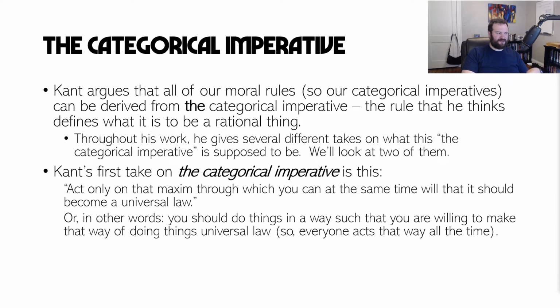A maxim is just sort of the plan with which you intend to achieve your goal. So the idea is this. You should only act in a way that your plan is a plan that everyone else can do as well. So act only in such a way that your plan can be done by everyone else and it's still possible for you to achieve your goal. If the answer is no, you cannot do that. If everyone else were to adopt your plan, you would not be able to achieve your goal, then you're behaving irrationally and therefore immorally. We'll see some examples soon.